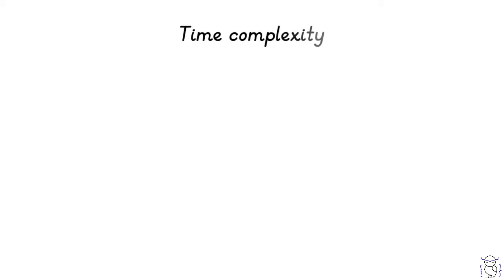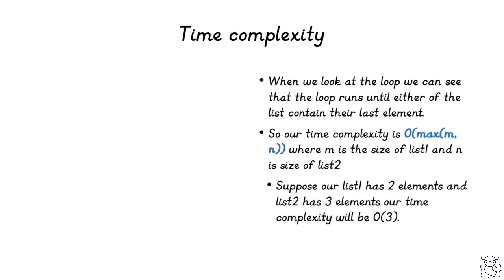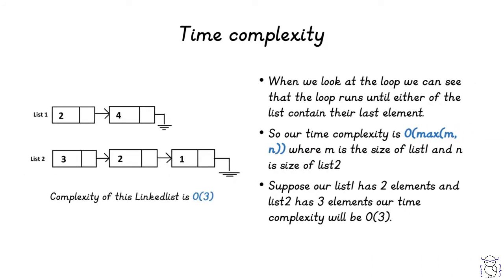Let's discuss the time complexity of this algorithm. Here, we look at the loop. We can see that the loop runs until either of their lists contains their last element. So, our time complexity is big O of max of m, n, where m is the size of the list 1 and n is the size of list 2. Suppose our list 1 has 2 elements and list 2 has 3 elements. Our time complexity of this particular linked list will be big O of 3.